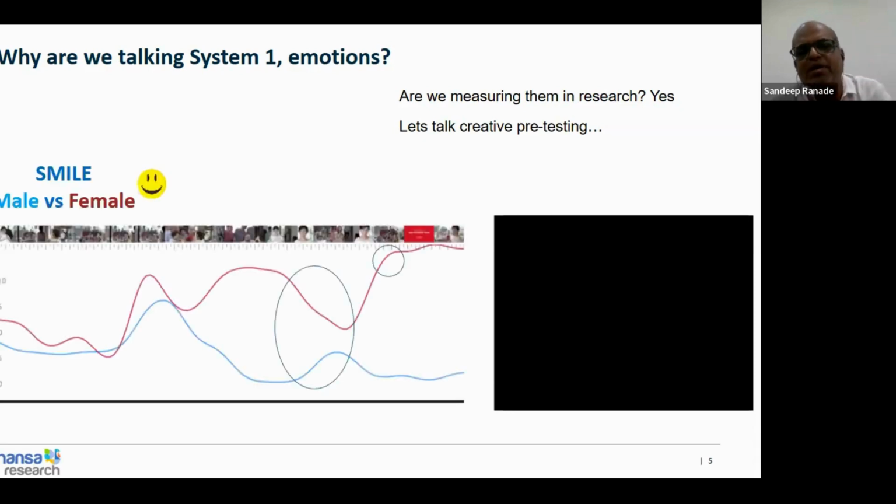And I'm showing one more example, not showing the ad, but see the divergent response on smiles between the two genders. Very divergent for the same ad. And that's the beauty, and most of you might be doing it already. But if we bring in the system 1 measurement along with the traditional way of testing or pre-testing an ad, it gives you a lot of inputs.